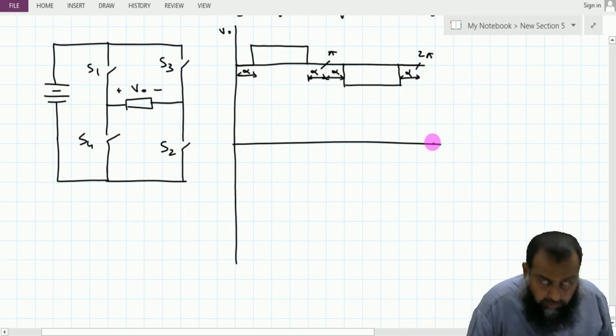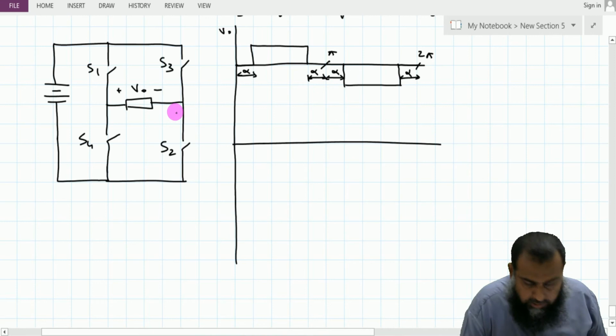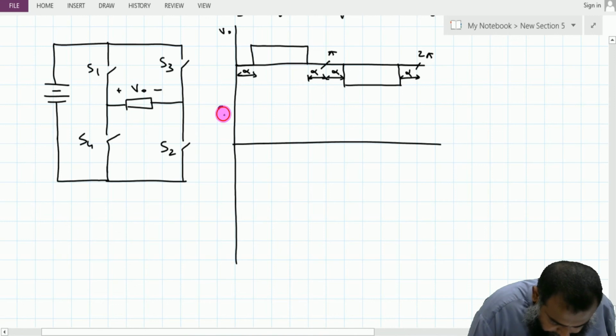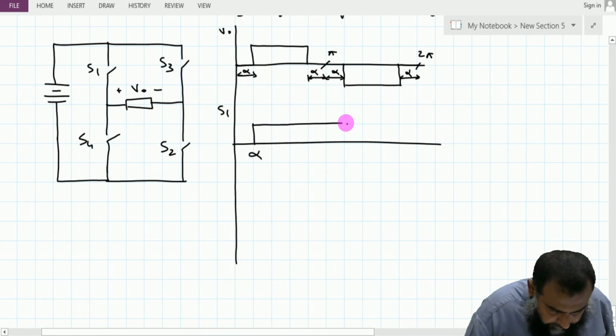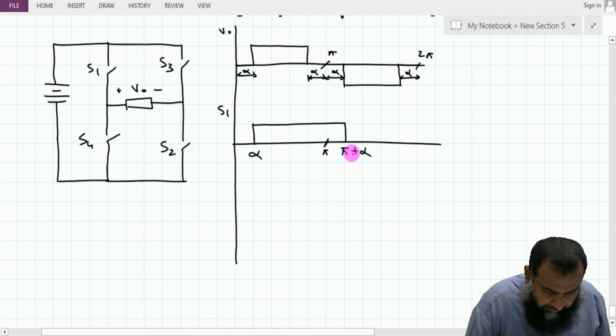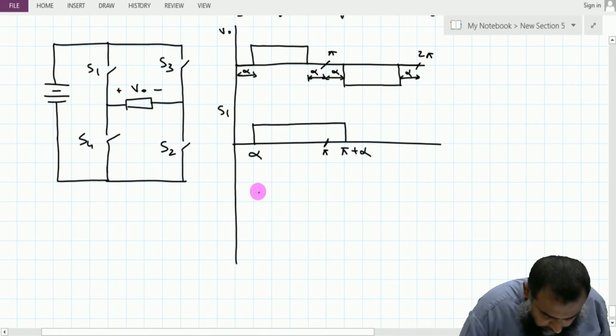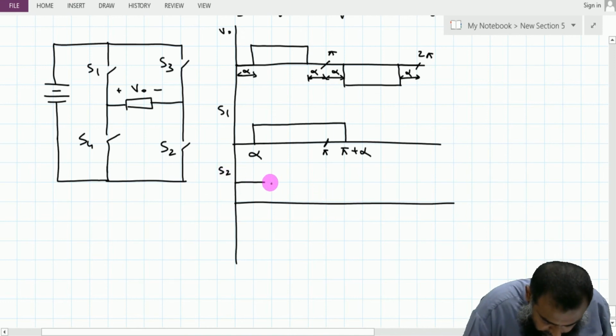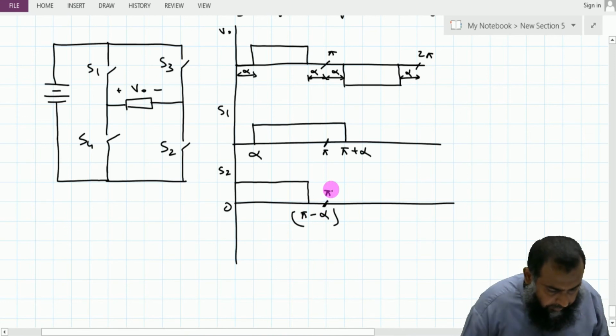So what should be the sequence for turning on the switches S1, S2, S3 and S4? So S1 is turned on from alpha to pi plus alpha, because here we have the pi, so this becomes alpha plus pi. For this S2, it is turned on from 0 to pi minus alpha, where this is pi.